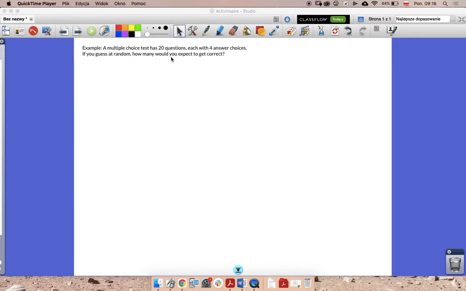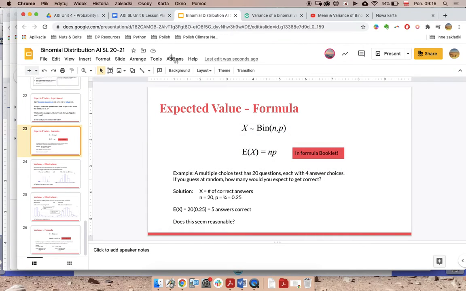Using our formula for expected value, we multiply n times p, so we just need to figure out what n and p are in this situation.